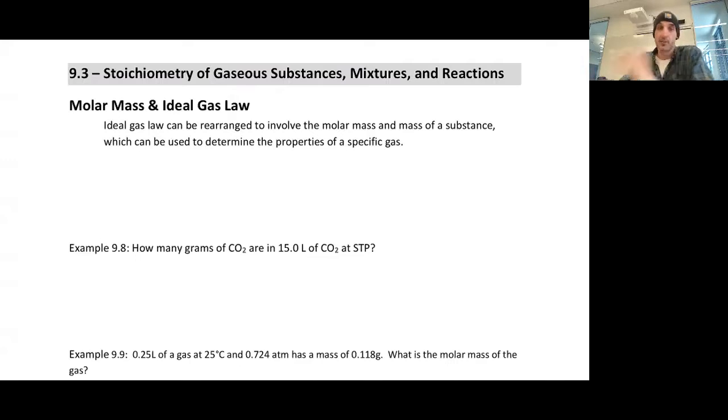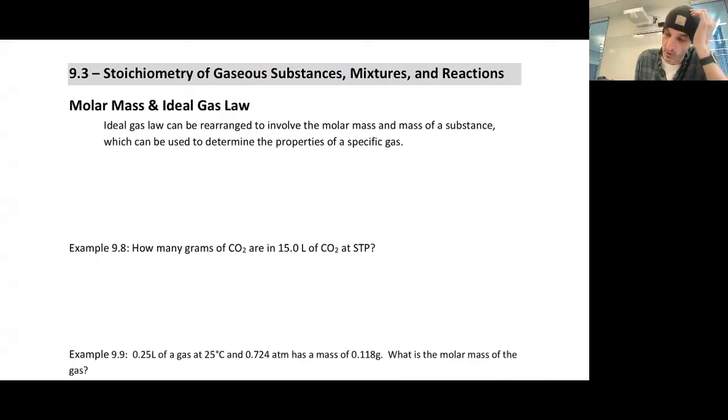So we're going to take a look at 9.3 stoichiometry. We saw the relationships between all of the gases. Now we're going to look at the relationships between stoichiometry and gases and how we can determine those things. So molar mass and the ideal gas law. The ideal gas law can be rearranged to come up with molar mass.